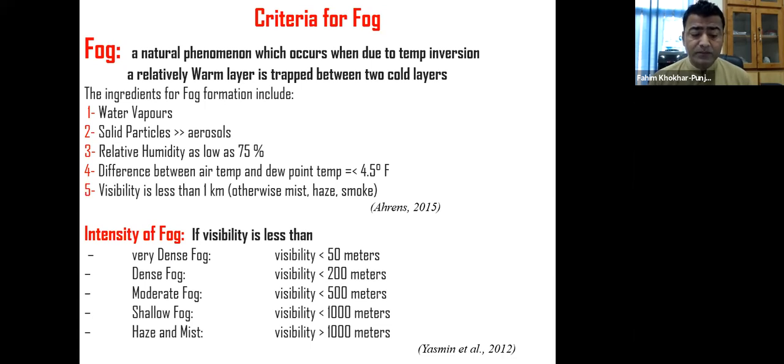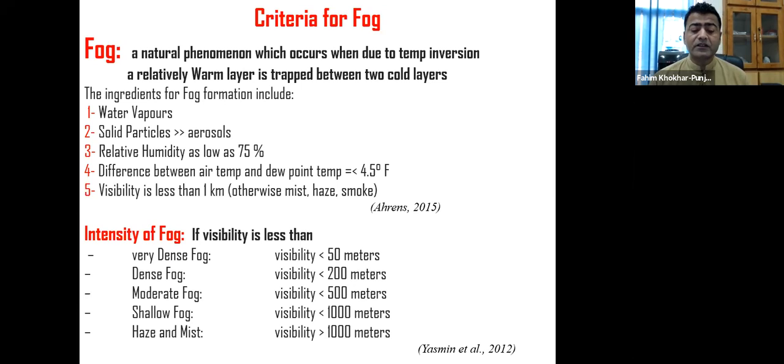The difference between air temperature and dew point temperature, dew point temperature being, by the way, the temperature where condensation takes place and aerosol formation actually takes place, should be less than or equal to 4.5 degrees Fahrenheit. The visibility should be less than 1 kilometer. So all these five ingredients need to be fulfilled for the natural phenomenon of fog to occur.